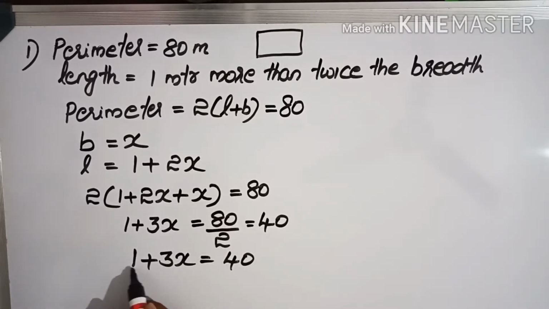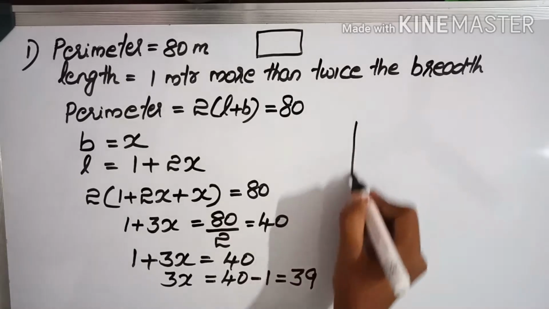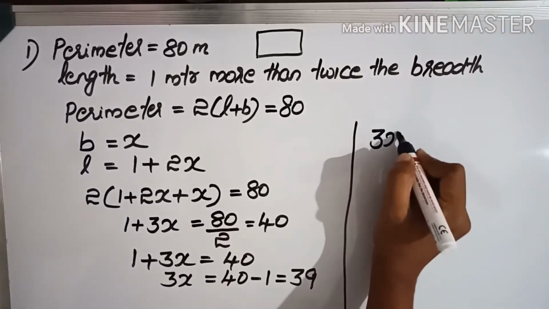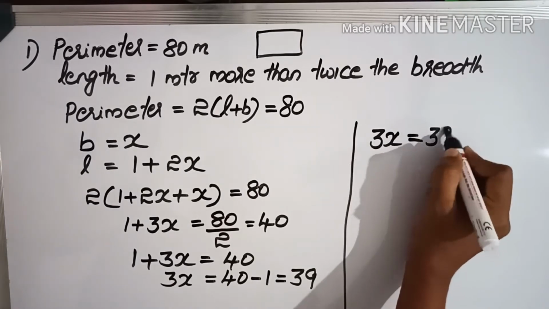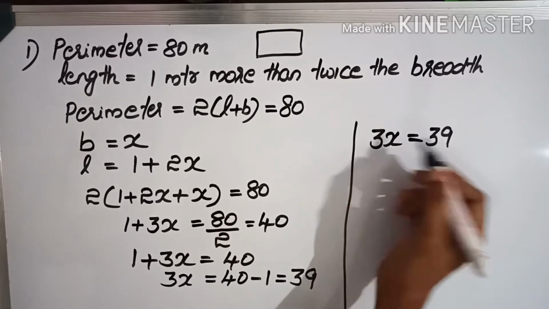Next is to convert this number. You can't convert this plus 3x directly. I told you one by one terms we have to convert to the next side. So keep 3x here, take this plus 1 to this side. So the remaining will be 3x equals 40, and the plus 1 coming to this side becomes minus 1. So 40 minus 1 is 39. So we got 3x equals 39. Now in the next step, we can keep x here and take this multiplication by 3 to the other side.